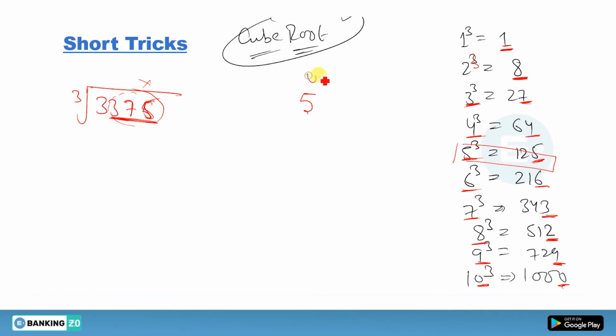Okay, so we have calculated the unit place. Now we have 3 here. Now what is the previous perfect cube? You will say, sir, the previous perfect cube is 1, because 3 will lie here. So what is the previous perfect cube? 1, and 1 is the cube of what? 1. So just put 1 here and this is the answer.